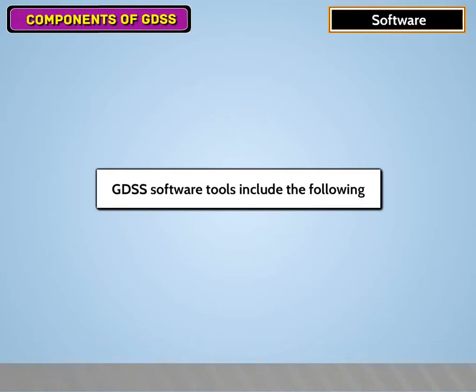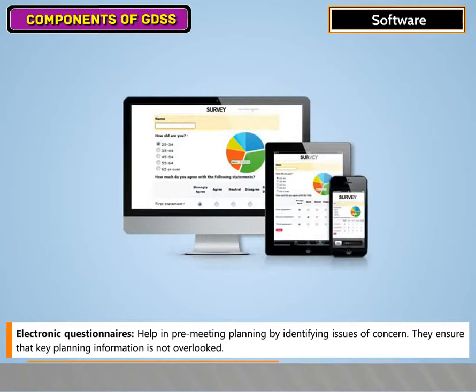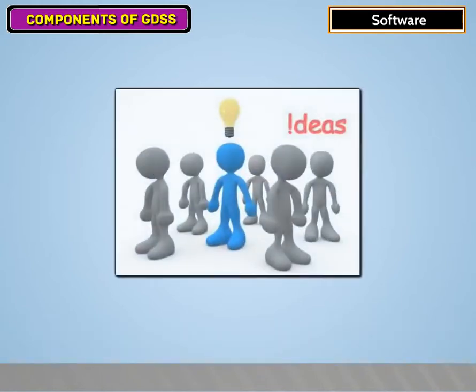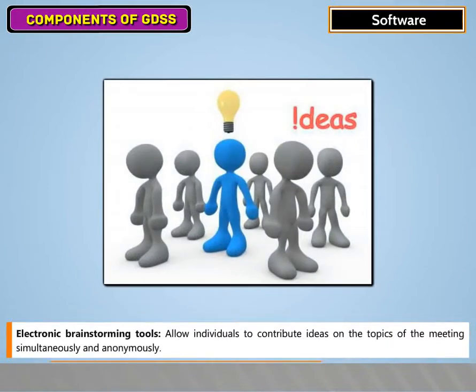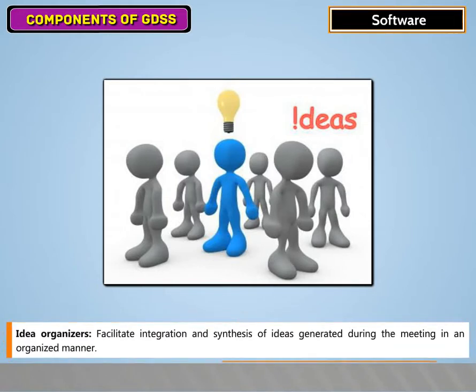GDSS software tools include the following: Electronic questionnaires help in pre-meeting planning by identifying issues of concern. They ensure that key planning information is not overlooked. Electronic brainstorming tools allow individuals to contribute ideas on the topics of the meeting simultaneously and anonymously. Idea organizers facilitate integration and synthesis of ideas generated during the meeting in an organized manner.